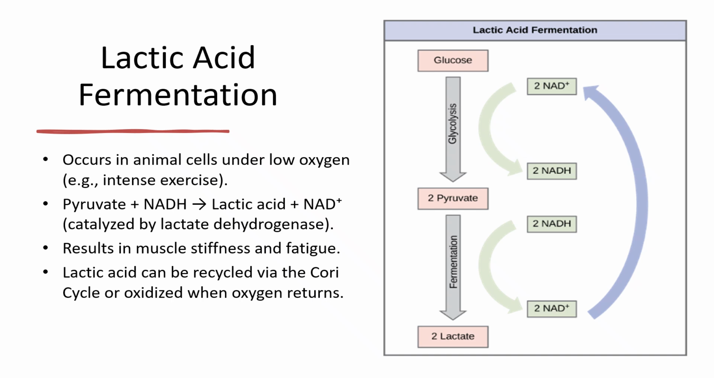In animal cells, like your muscle cells, lactic acid fermentation kicks in during intense activity. When oxygen can't keep up, pyruvate accepts electrons from NADH, forming lactic acid and regenerating NAD+. This helps your muscles keep working, but it also leads to soreness and fatigue. Once oxygen returns, lactic acid is either broken down or sent to the liver to be recycled via the Cori cycle. It's a short-term strategy for survival.